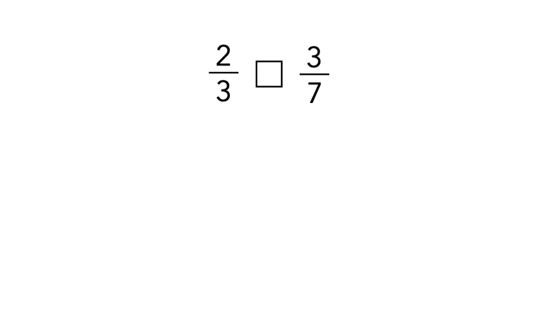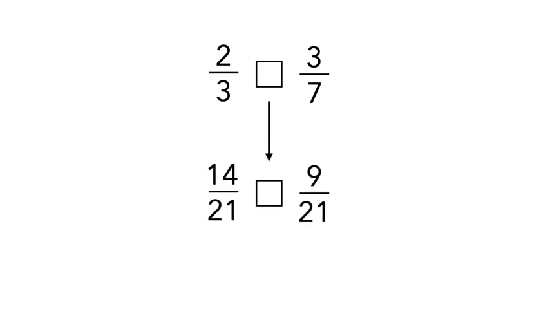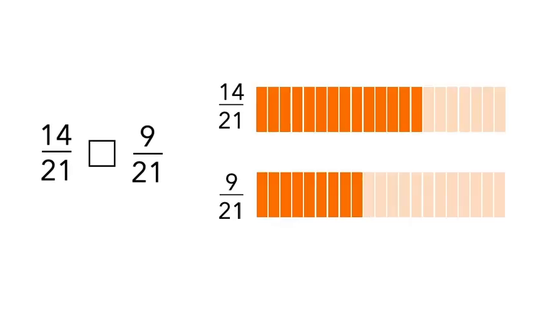Now let's look at comparing these. We started off with 2/3 and 3/7. We've now converted that into 14 over 21 and 9 over 21. Now hopefully you can spot that the 14 is going to be bigger than the 9 because we have the same size parts. But just to prove it, here's the bars to show you.